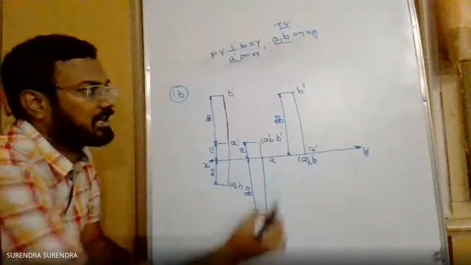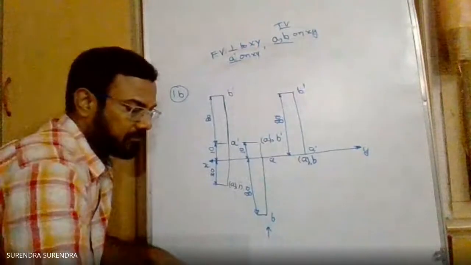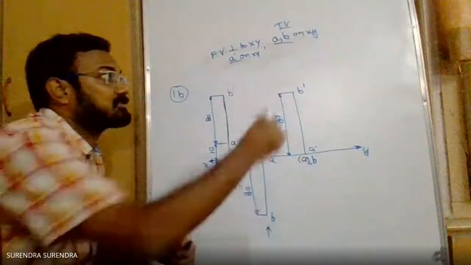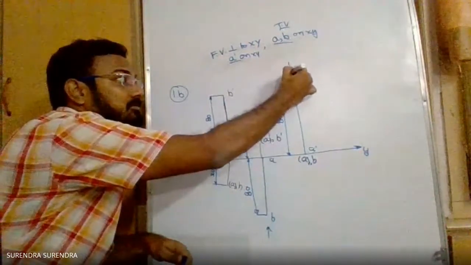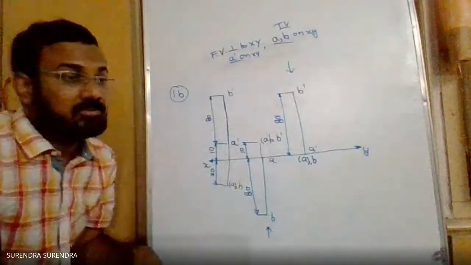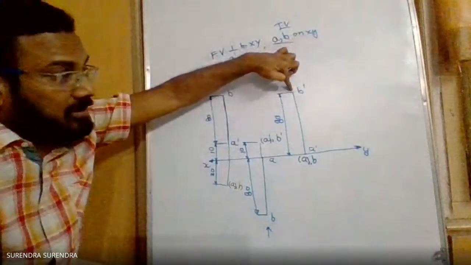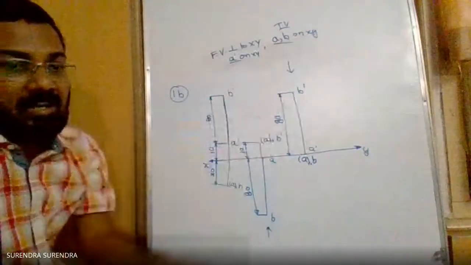So just draw an arrow mark towards XY line. Draw an arrow mark towards XY. So this is the viewing direction. So we are viewing like this. What is the first point that appears? B is visible and A is hiding.